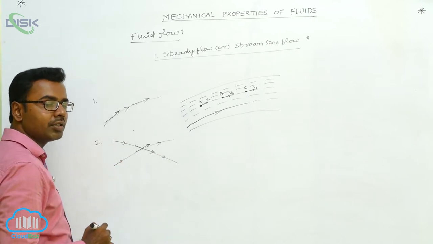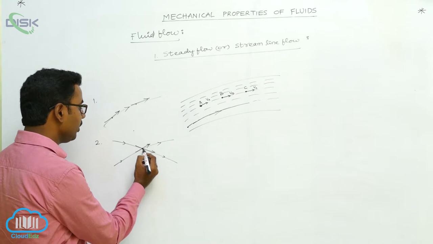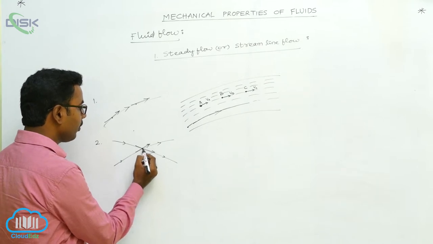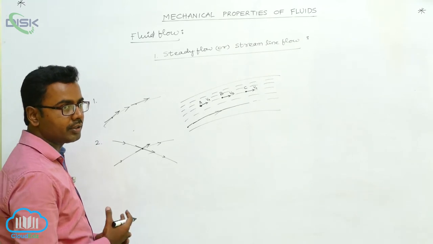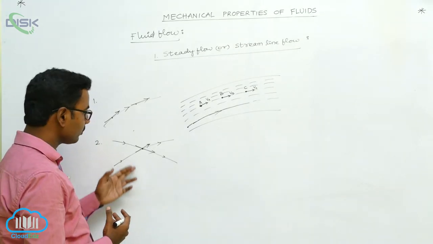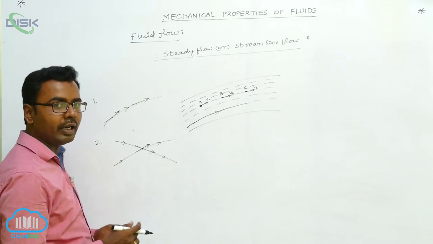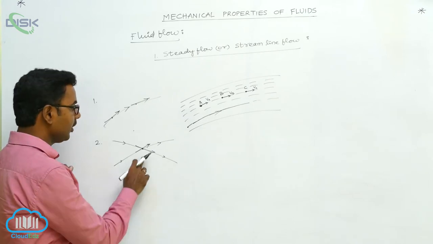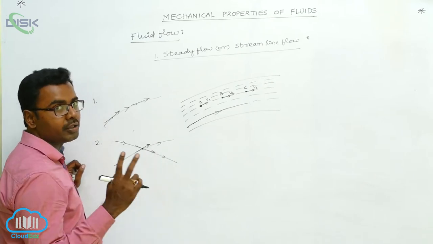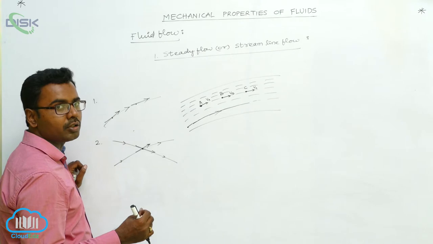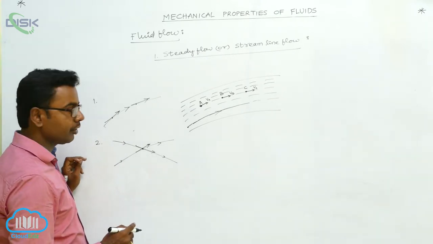Now at this point of intersection, we draw a tangent to this streamline and a tangent to the other streamline. What does the tangent show here? The tangent shows the direction of fluid flow. Means at this point, fluid is able to flow in two directions according to this, which is impossible. A fluid cannot flow in two directions at a particular point. So the two streamlines cannot intersect each other.